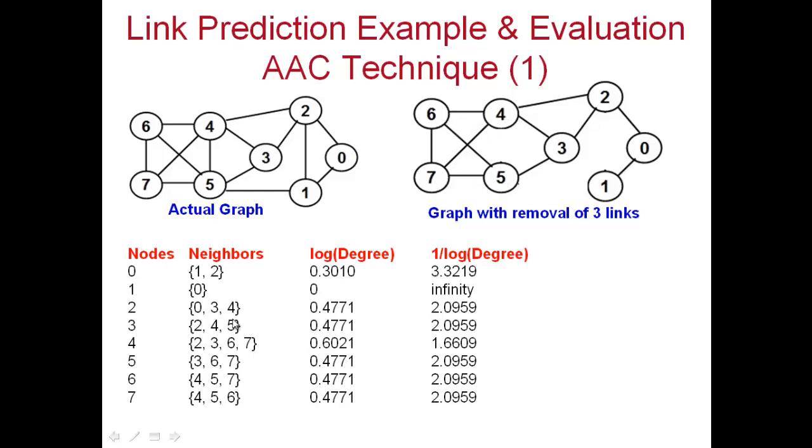So the number of neighbors is the degree. This is 2 neighbors, so degree 2, and log 2 to the base 10 is 0.3010. Degree 1, log 1 is 0 to any base. Then it's 3 degrees, so log 3 to the base 10 is 0.4771, and log 4 to the base 10 is 0.6021. Then 1 over log degree, so 1 divided by these values. When you take 1 over 0, it is going to be infinity, so you write infinity.